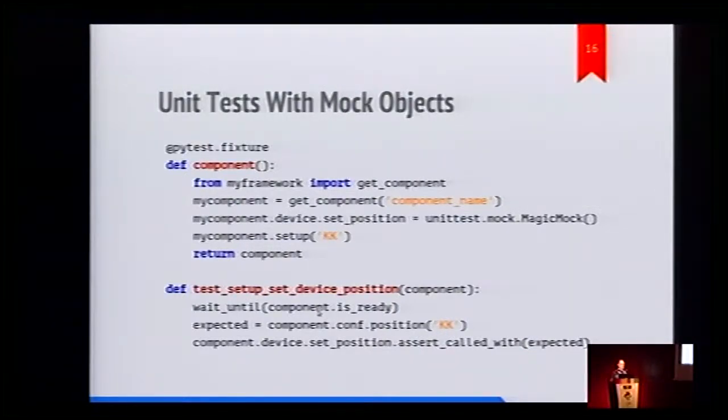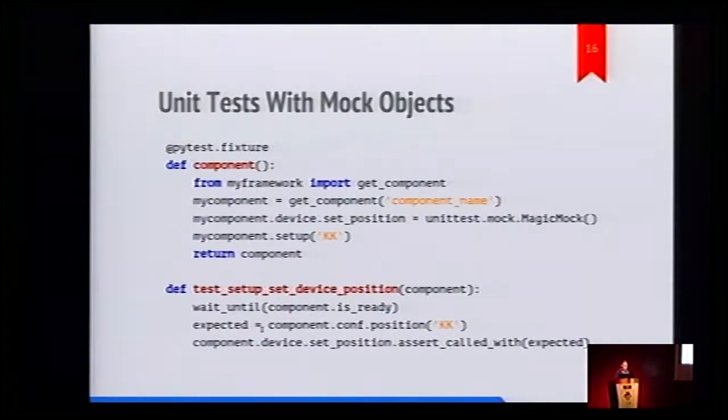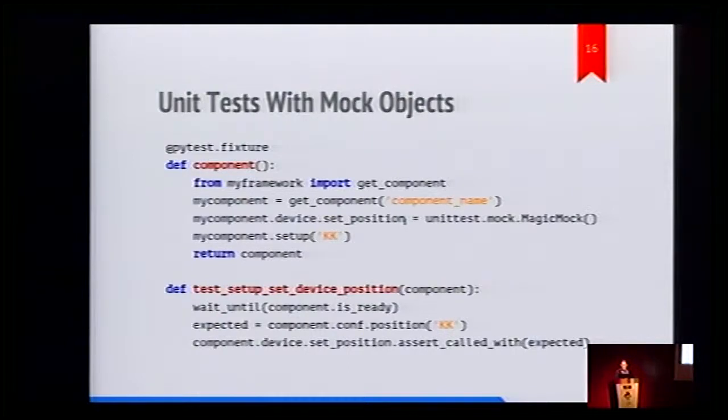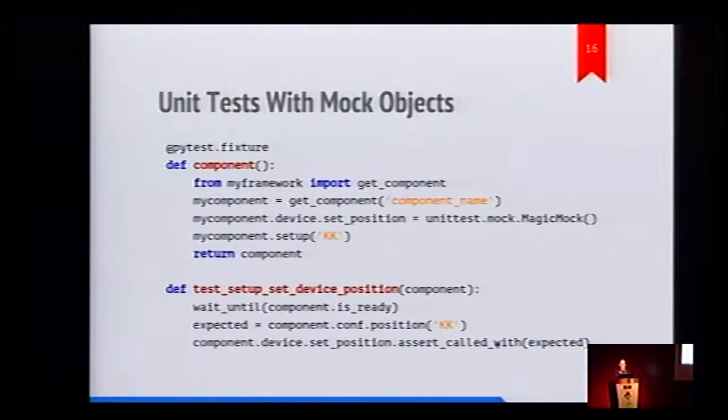So let's see the same unit test using mock objects or simulators. In the case of the mock object, basically the test is the same as the previous one, but if you notice here, there is this line of code where we mock the set position method. In the test, we get the expected position, and after we verify that the set position method was called with the expected argument, because once we mock the set position method, when the method is called, the argument is recorded, and after we can check if the recorded argument is exactly as we expected.